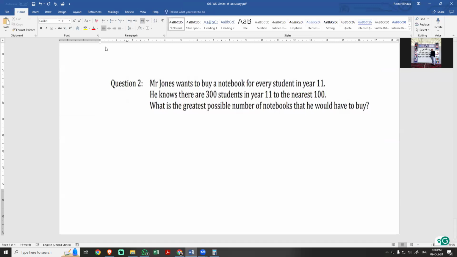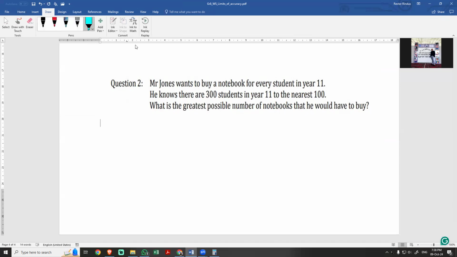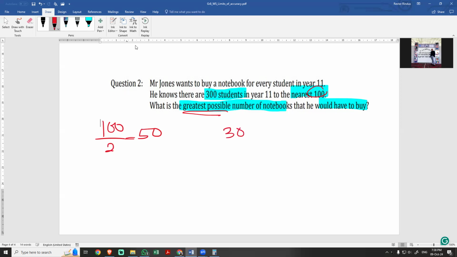Mr. Jones is considering buying a notebook for his grade 11 students, which is 300 students, to the nearest 100. So the tolerance is 100. The question now: how many possible number of books should he buy so that everyone can have one? So first, look at the given. It's nearest 100, so that's going to be 100 divided by 2, which is 50. Since they are asking for the greatest possible, it should be 300 plus 50, so that will be 350 notebooks.